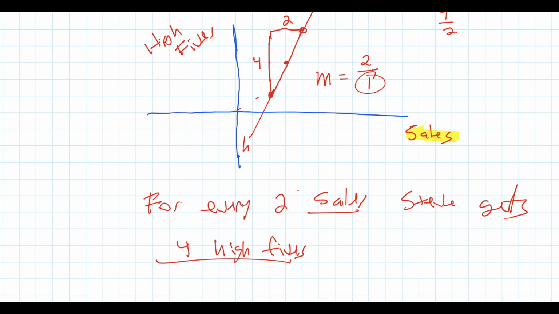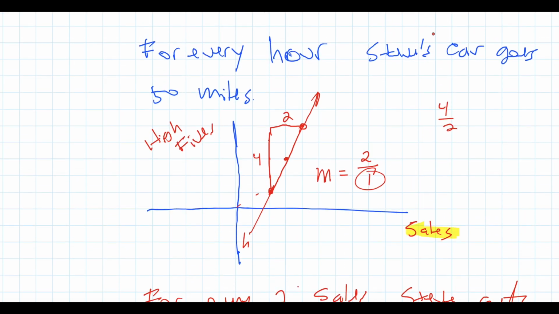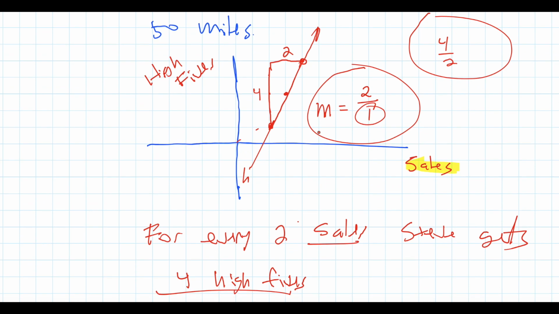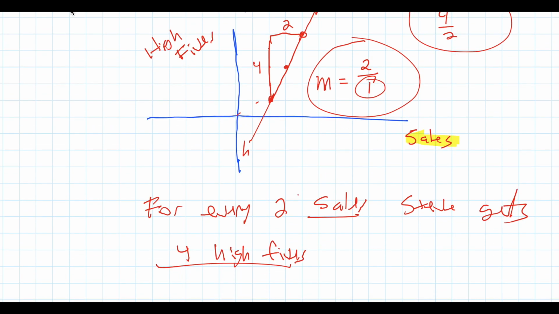So they don't want you to do this one. They want you to do this one. So for every 1 sale, Steve gets 2 high fives. They'll just say for every sale, Steve gets 2 high fives. So that's how you interpret the slope.